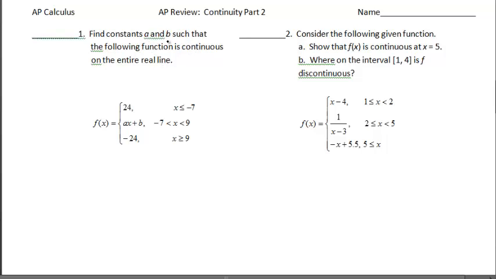It's similar to finding a and b so that the following function has a limit that exists at x equals -7 and x equals 9. So that's the interesting behavior. So let me get started. Okay, the first thing we're going to look at is at x equals -7. The graph has to match up.